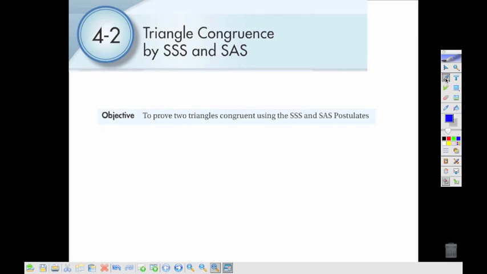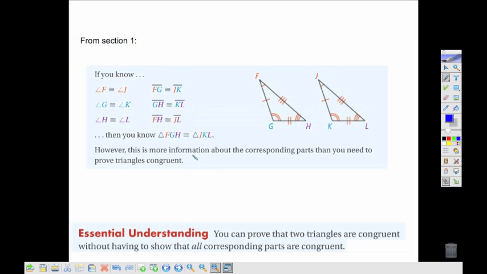In this section, we'll be looking at ways to show that triangles are congruent. These two things are called the side, side, side, and side angle side theorem. The reason we'll be doing this is because in the last section we had to match all 6 parts.